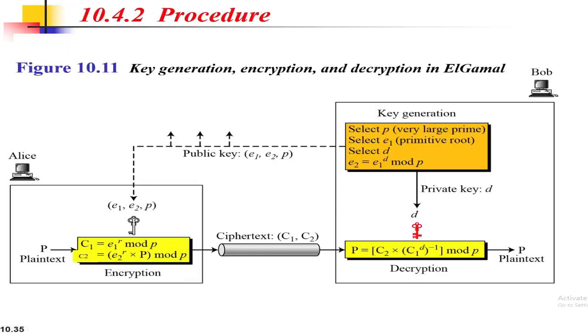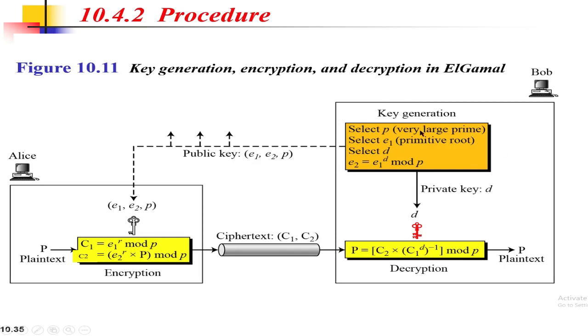So let's move on to the ElGamal cryptosystem. As we know, in asymmetric cryptography, if A wants to send a message to B, A needs the public key of B to encrypt the message, and B decrypts the message by using B's private key. The same scenario is here also. If Alice wants to send a message to Bob, Alice needs the public key of Bob, so Bob needs to generate the public key and private key pair.